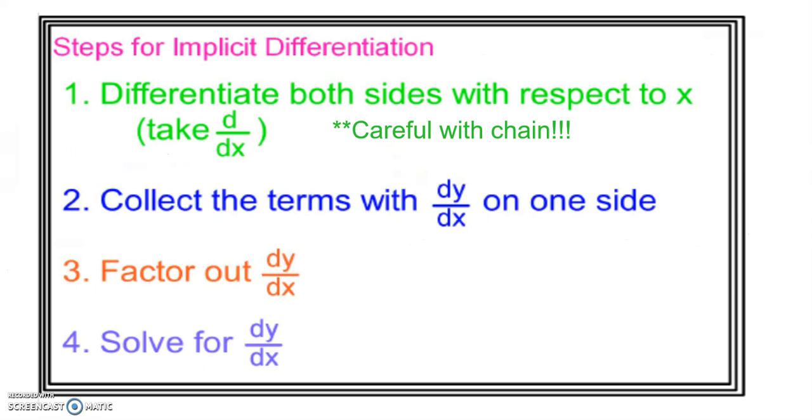So a couple steps for this. If you need to, please pause the video and write this down. The steps for implicit differentiation: we're going to differentiate both sides with respect to x. Be careful with the chain rule here. Then we're going to collect the terms with dy dx on one side, factor out dy dx, and solve for dy dx. Again, please pause this if you need to write this down.